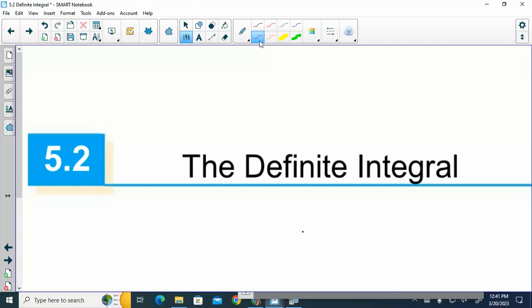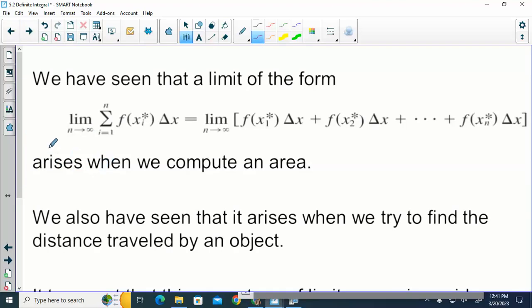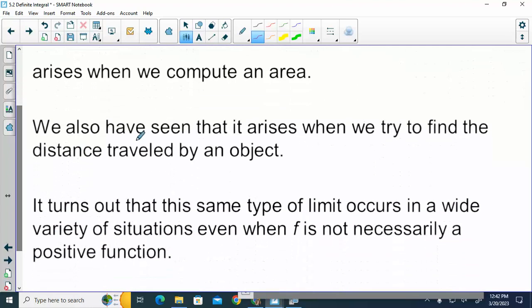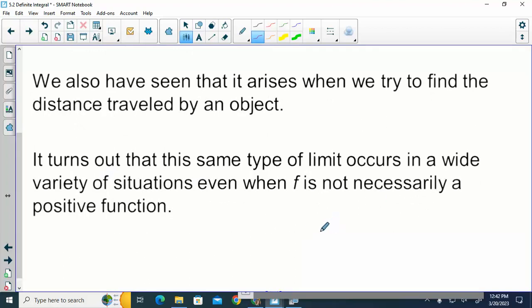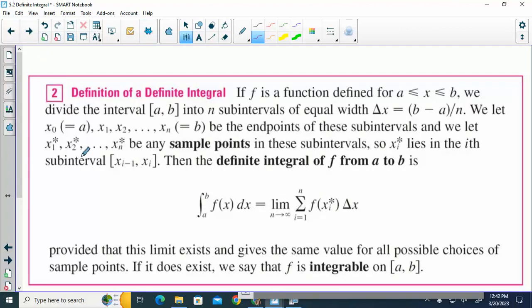So talking about a definite integral. We've been seeing these limit problems. That's like the last one we had on our quiz, where we are doing a limit as n approaches infinity, and we had to use our summation rules to try to calculate that. And we had those come up when we were finding areas. Another situation we might see that is if we are talking about distance. It actually happens in a lot of different scenarios. Not everything has to be positive. You know, area and distance are positive things, but this limit isn't limited to those.